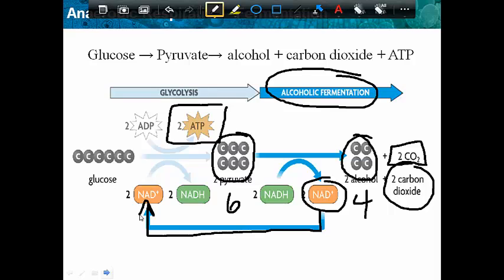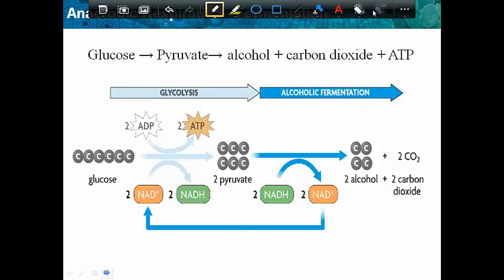The main differences are, as I said, the alcohol fermentation produces alcohol. Lactic acid fermentation produces lactic acid. They also have the extra carbon dioxide produced in the alcohol fermentation. What they have in common is they both start with glycolysis, so they're both making 2 ATPs, and they both use this fermentation process to recycle that NAD back to be used in glycolysis again.